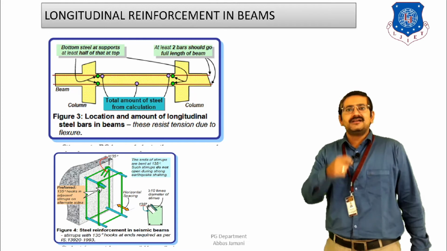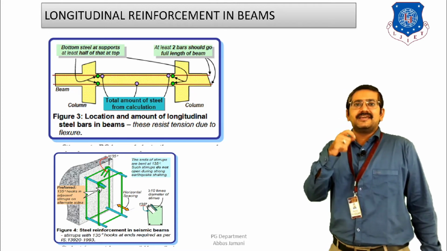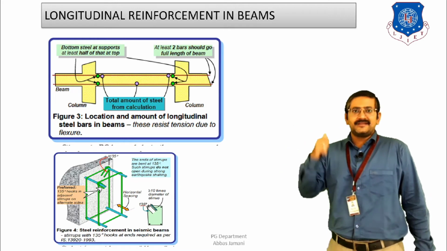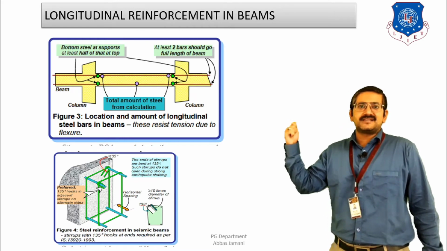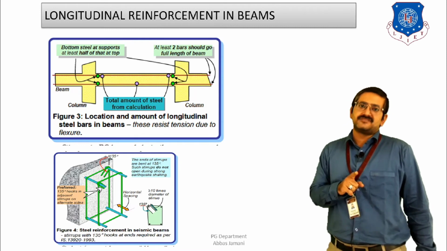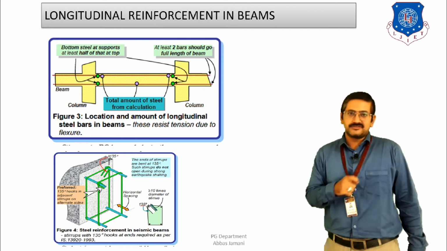For example, the top moment is such that the area of steel required is 12 cm square at that particular junction near the support, right? So if I provide 12 cm square steel at the top, then my bottom reinforcement should be a minimum of 6 cm square, right? That is what the clause is trying to say.